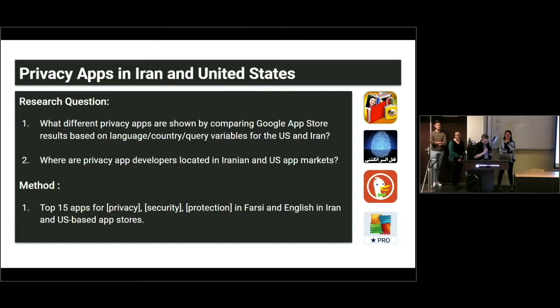So the method was to look at the top 15 apps for three different search queries: privacy, security, and protection. And we put those in English and in Farsi, Farsi for the Iran store and English for the US store. And we also used the URL parameters in the stores to change the country and the language settings.